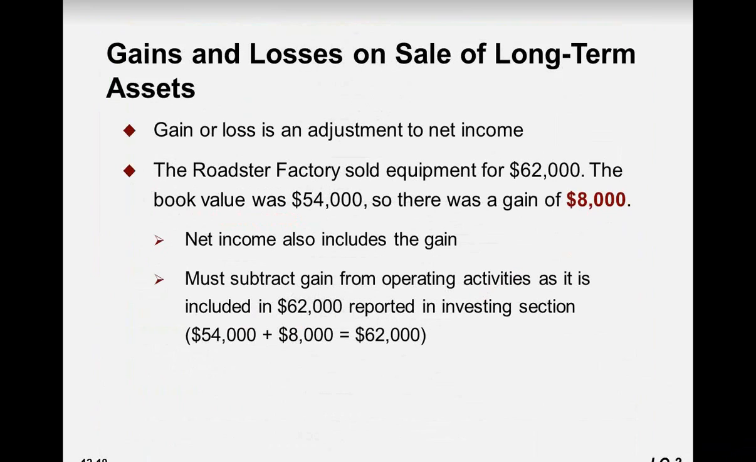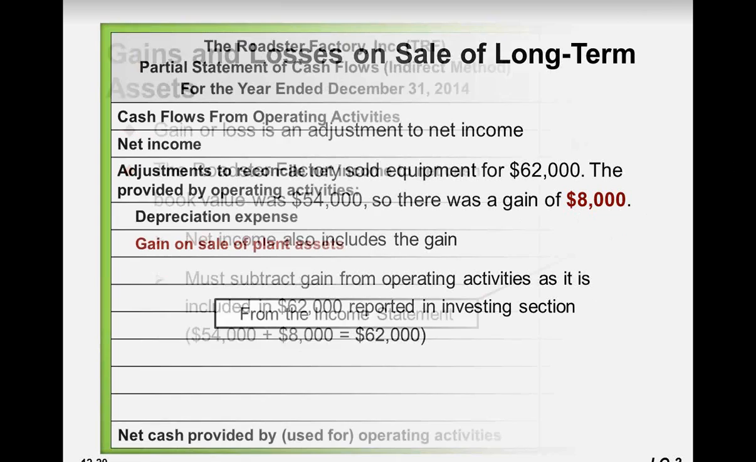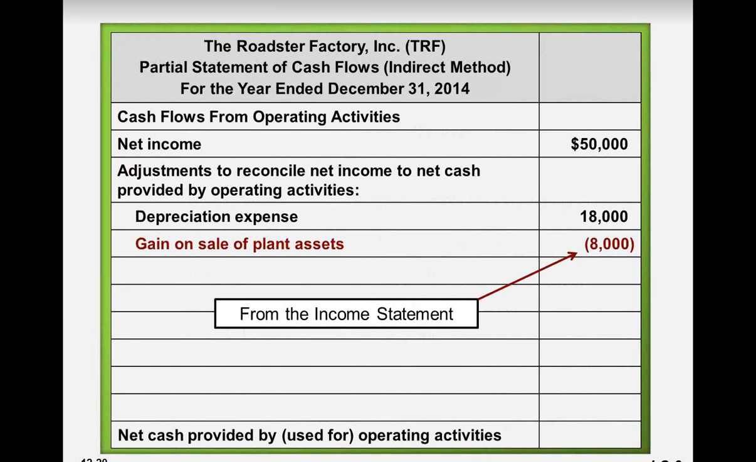Then the next thing we needed to look at was the gain. It showed, just to give us more information about the piece of equipment, that they sold it for $62,000. The book value was $54,000. We learned in our chapter about plant assets that if we received an amount above the book value, then we would have a gain. In this case, it's $8,000. So to remove the effect of that $8,000, we have to subtract that gain from our net income, again, as I said, to remove that effect. Okay.